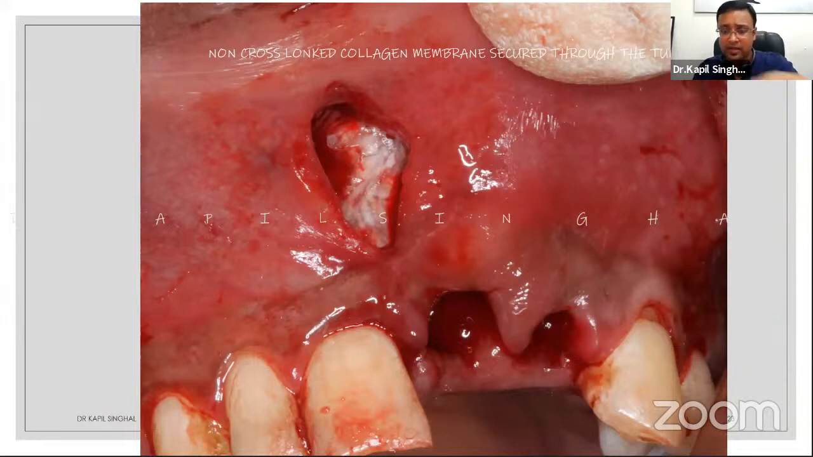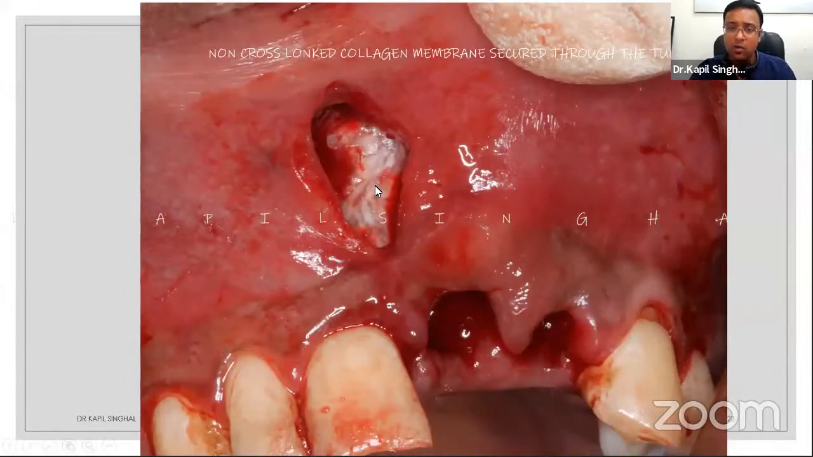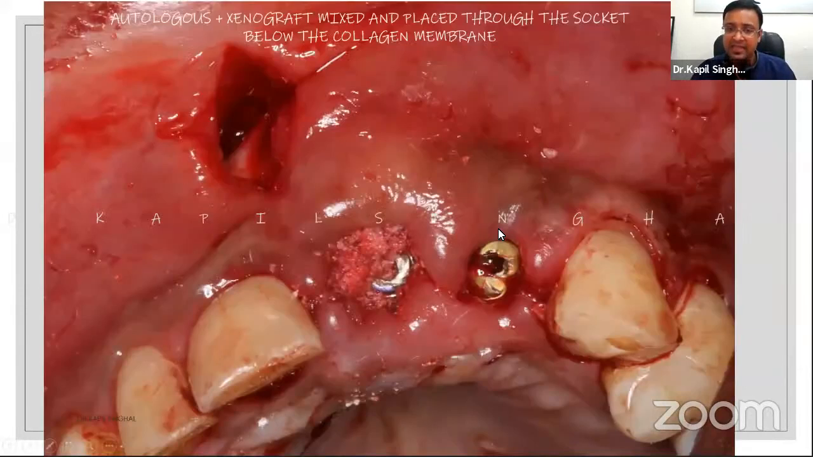I placed one collagen membrane through the tunnel, inside, and I just stabilized it below the mucosa. Okay, now what will I do? I'll push my graft through the socket, and that graft should be collected below the collagen membrane, in between the collagen membrane and the implant. So first I push the collagen membrane through the tunnel, and then I push the graft through the socket inside. Then I sutured this tunnel first.